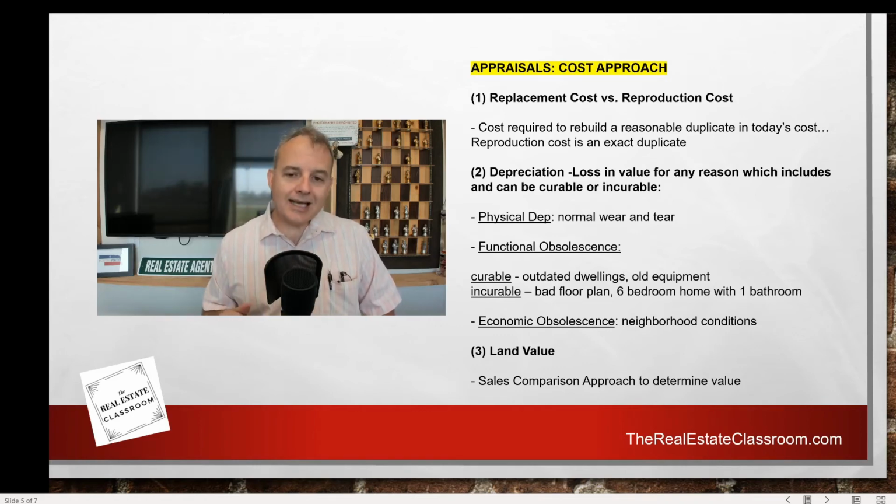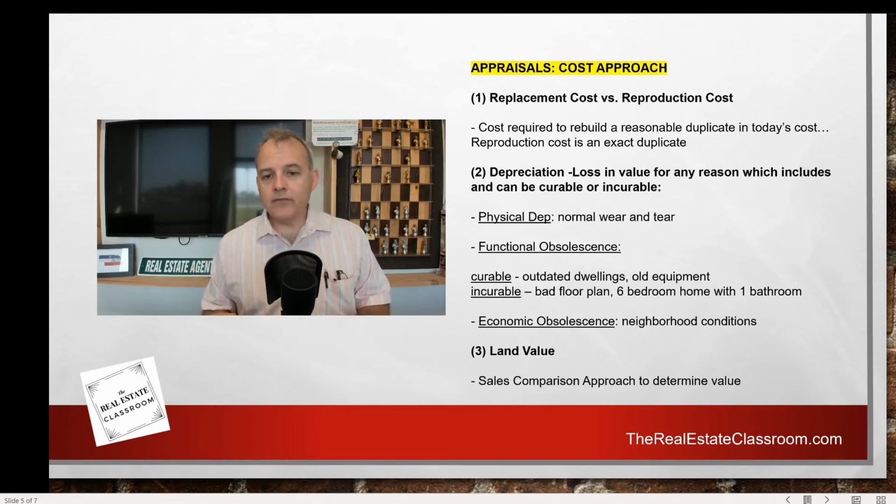The last one is economic obsolescence. Again, it can be curable or incurable, but it's not curable by the individual homeowner, which is unique to the other two. This is where a community is regressing or progressing, okay? So if the housing stock of a community is declining, that may be incurable for that home, no matter how good that individual home is.